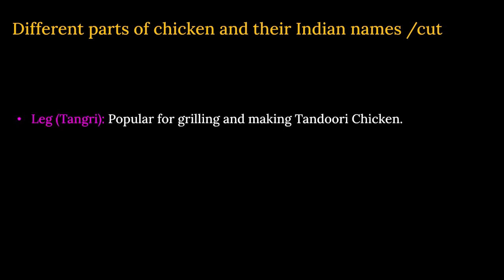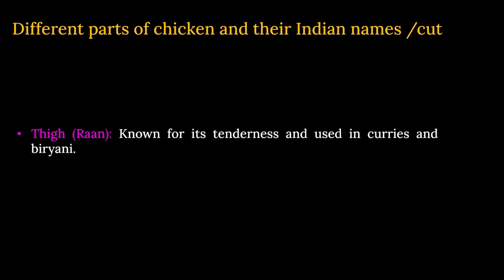Another one, leg. Leg is known as tangri. Tangri. Popular for grilling and making tandoori chicken. Okay. Thigh part means tangri. Above that tangri, the part is known as thigh. Tangri in English we call the drumstick. Now thigh is known as ran, known for its tenderness and used in curries and biryani. Clear? So it is known as ran. So drumstick, tangri and thigh part is known as ran.